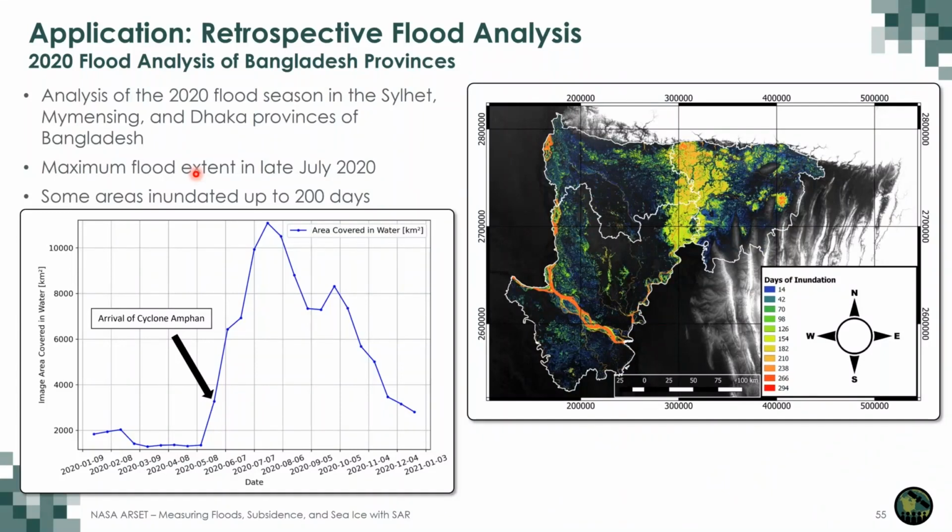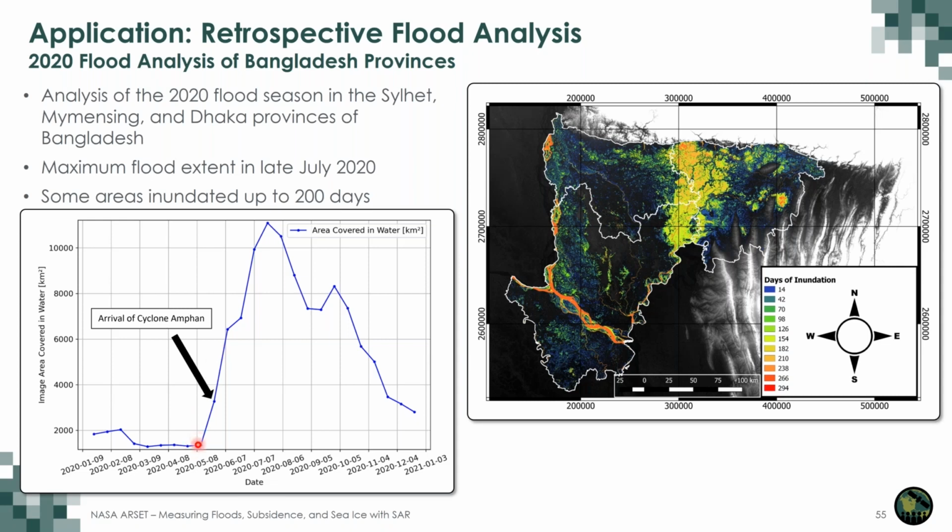Again, because you have data sets every 12 days, you can not only map water extent once, you can map water extent regularly. This slide shows you how you can use multiple data sets to do additional analysis. On the left-hand side, you see surface water extent analyzed as a function of time. For every time step, you see the amount of surface water present in the scene. This is for 2020 in 3 provinces of Bangladesh.